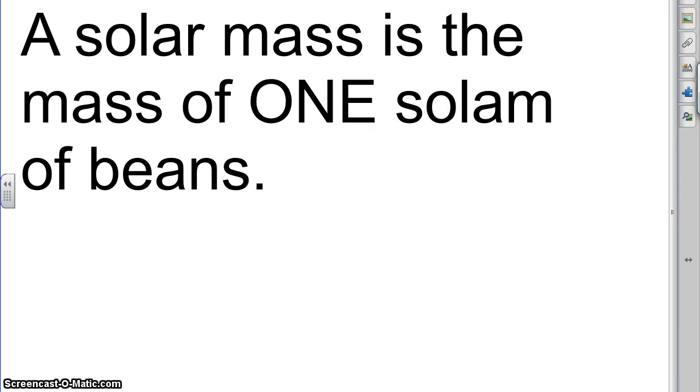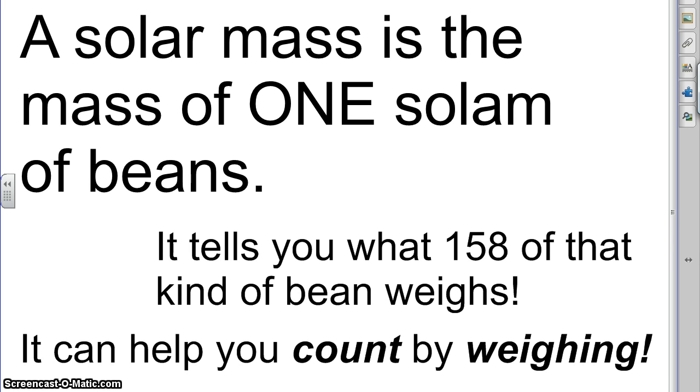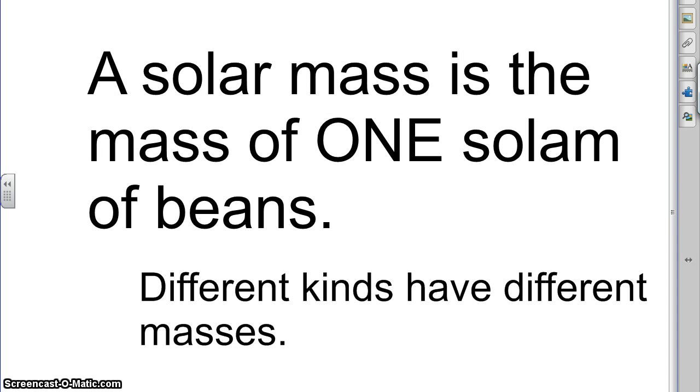A solar mass in our context is the mass of one Solam of beans. So if I weigh out 158 kidney beans, see what 158 kidney beans weighs, that will be the solar mass of kidney beans. It tells you what 158 of that kind of bean weighs, and it helps you count by weighing. Of course, different kinds of beans are going to have different masses. A kidney bean would have a different solar mass than a lima bean, than a black-eyed pea, different than Skittles or paper clips, and whatever you weigh is going to have a different solar mass.